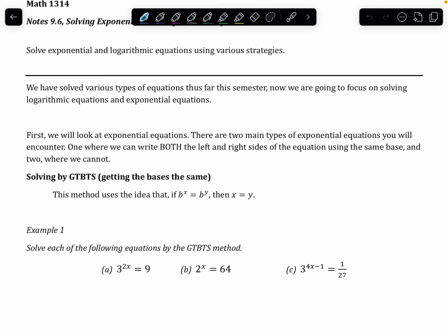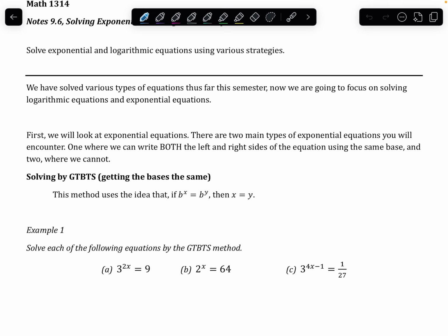All right, so this is solving exponential and logarithmic equations. There are several different types of equations we could encounter, so it's really important to understand the characteristics given so you know what method to use. The first type we're going to look at is solving when we can get the bases the same.